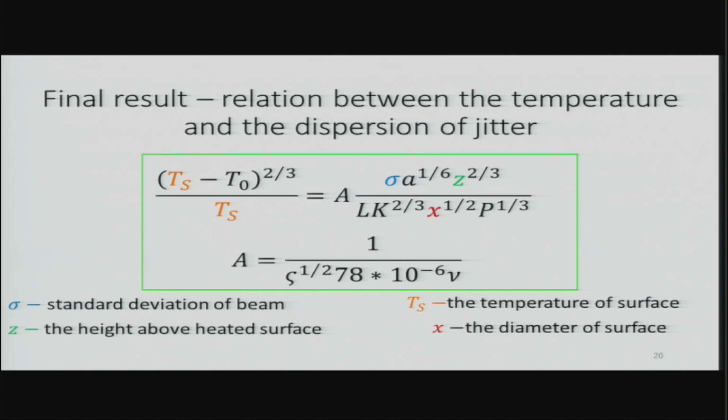You can see that there is the dependence on the height above the heated surface, on the temperature of outer space, and on the size of the surface.